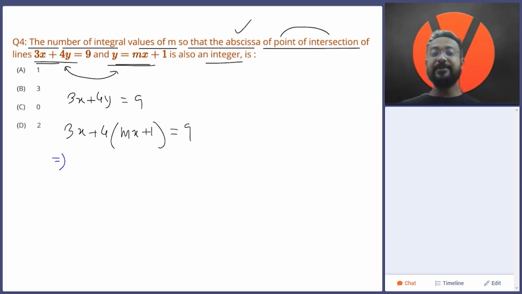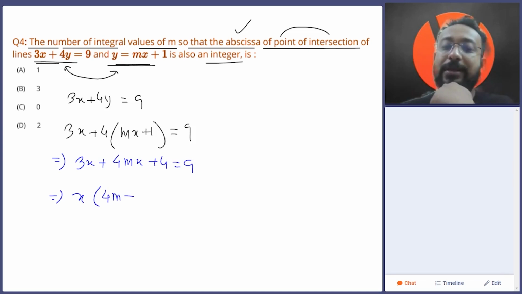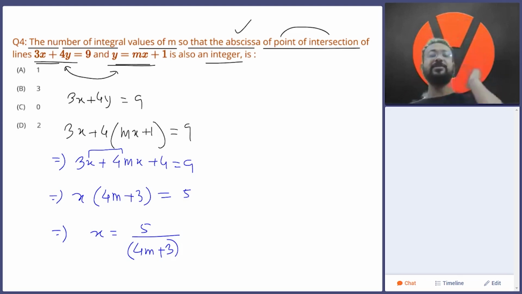So from here, should we just try to find x, because x has to be an integer. So 3x plus 4mx plus 4 equal to 9. Taking x common, x times (4m plus 3) equals 9 minus 4, which is 5. So finally x is 5 upon 4m plus 3. Obviously it looks like a fraction, but we can have different values of m for which this particular fraction can be an integer.